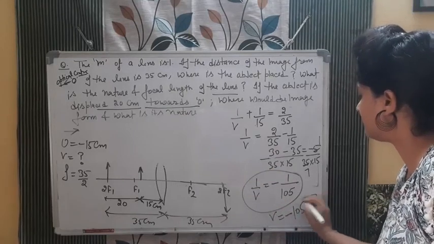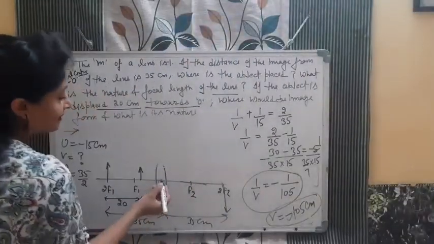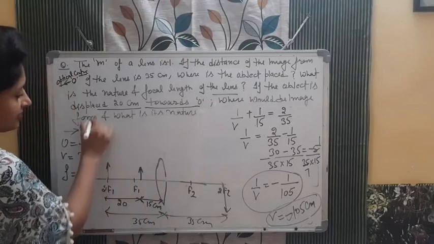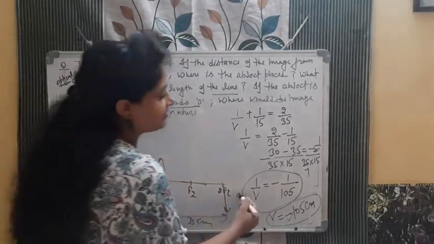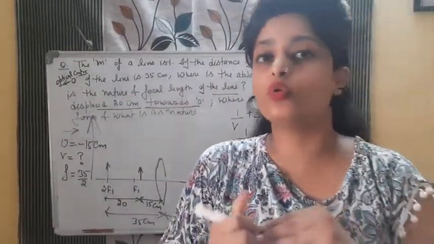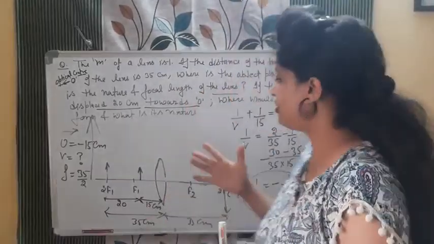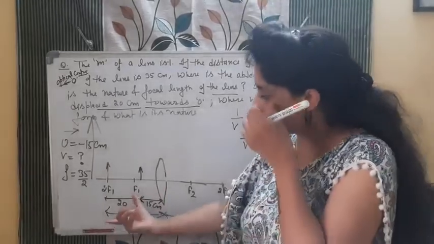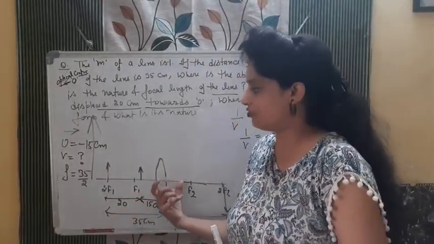So v is what? -105 centimeter. Negative means the image is forming on this side, and the distance is 105 centimeter. The image will be virtual and erect. This is the nature of the image. So did you understand the question? First, the distance of the image was given, we found the distance of the object, and we observed that both are at 2f1 and 2f2. So we got the radius of curvature, and by halving it we know the focal length of this convex lens.